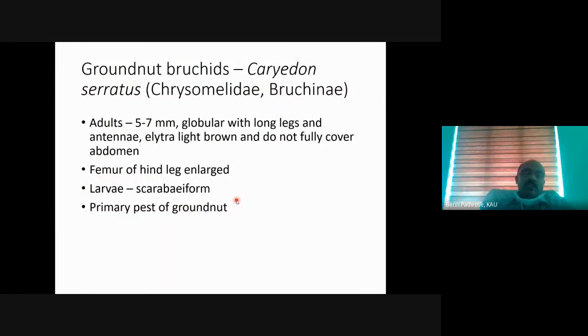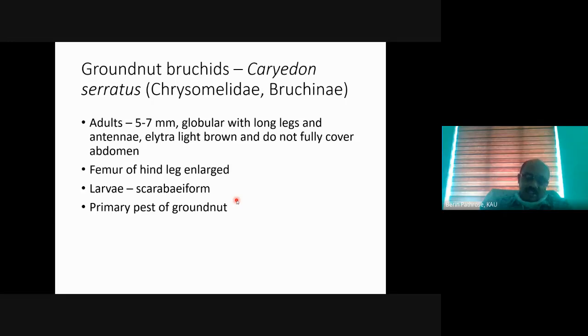And one more bruchid, with this I will finish for today. That is the groundnut bruchid, Caryedon serratus. I have not seen it over here. This is a pest of tamarind and groundnut, belonging to the same family Chrysomelidae and subfamily Bruchinae. And this is larger in size.